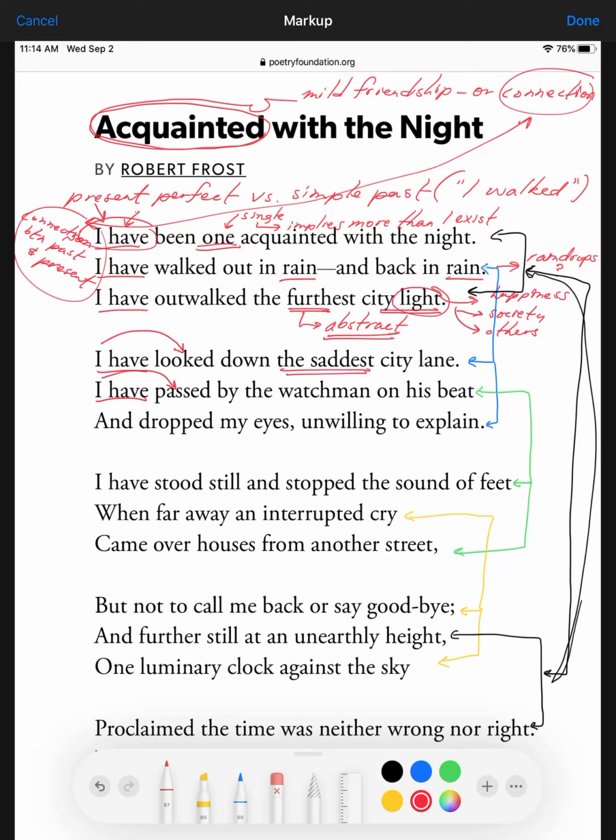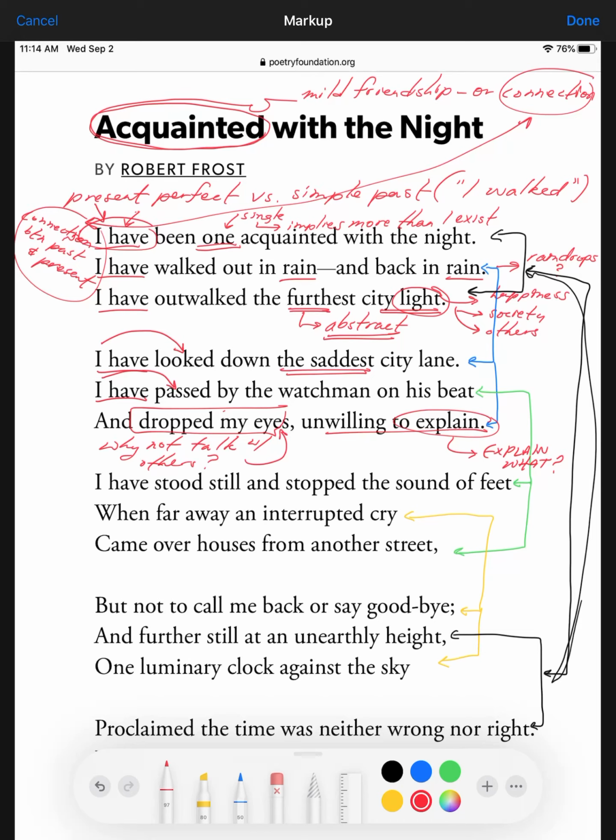I have passed by the watchman on his beat and dropped my eyes, unwilling to explain. Good question is, explain what? Right? And why not talk to this guy? Is a question, and it's a question that we can look at throughout the poem. Why is this happening, right?